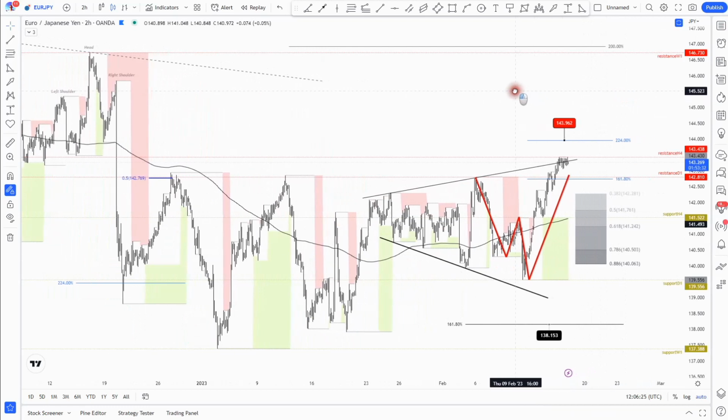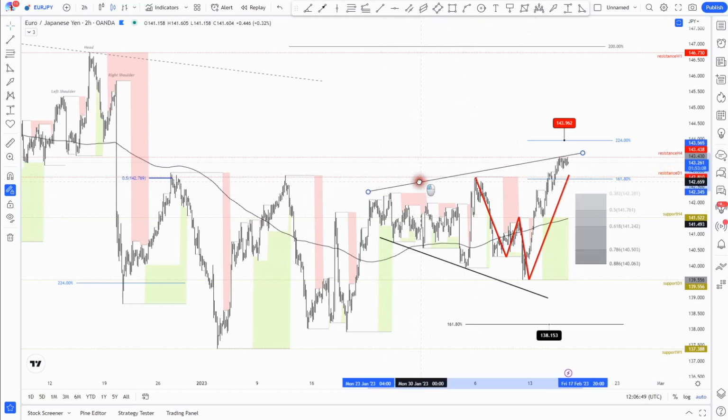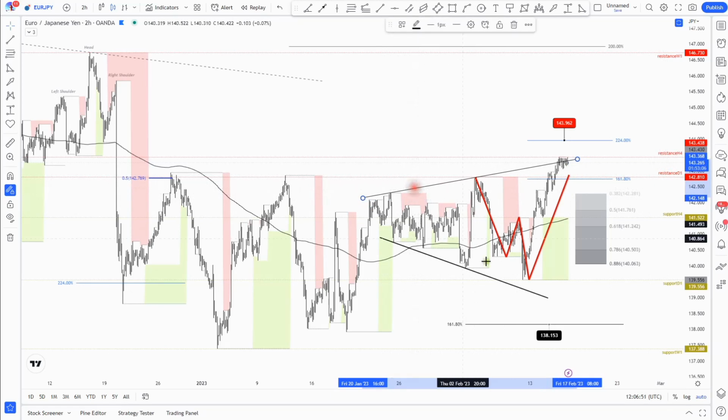I think we are inside of what we may call a wedge pattern, or the megaphone pattern formation. As you can see, I started to project this pattern after seeing this bounce from these lows. And then, of course, once the price prints this daily fractal resistance, it allows me to identify this trend line at the top, at the highs.